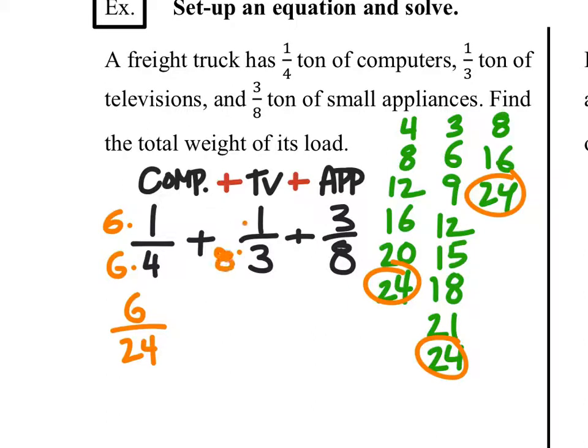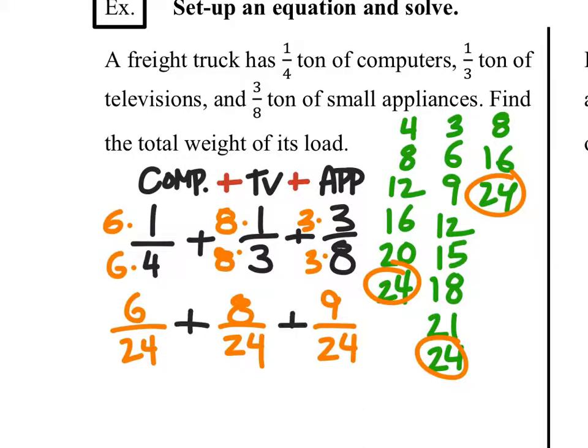24 is the 8th multiple of 3, so I've got to multiply it by 3 and the 1, making that 8/24. And the 3rd multiple of 8 is 24, which now makes this fraction 9/24. And we are adding all these together, which is nice, because we got 6 plus 8 plus 9, which is going to be 23/24, and that's in tons.